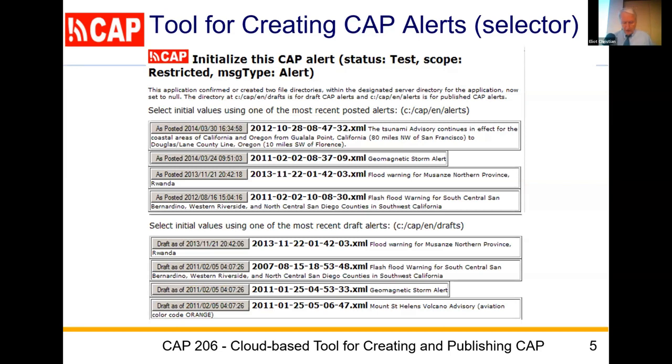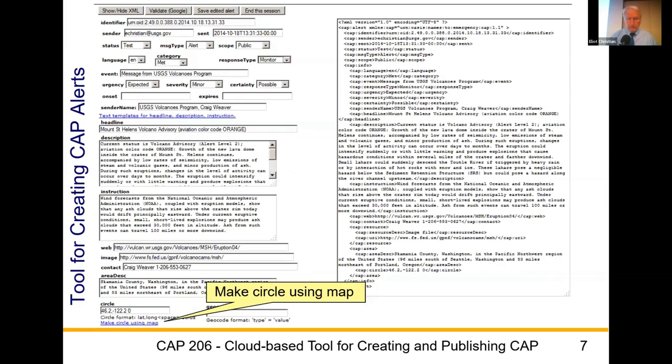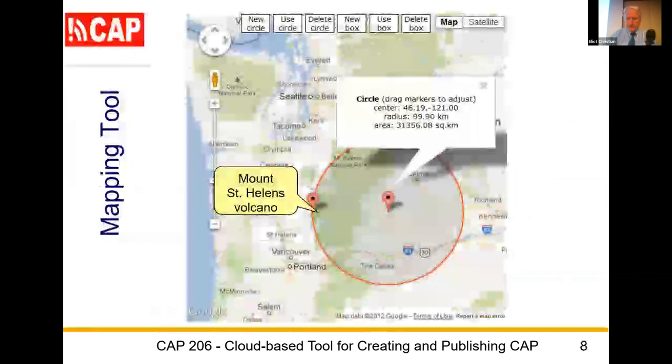So here I'm just going to assume we're doing a new alert, and the composer wants to start with a previously posted alert concerning an advisory for the Mount St. Helens volcano. So next what we'll see when we click on that little button that says draft is the main editing screen. So this is where you compose your CAP alert. It's initialized from that volcano alert.